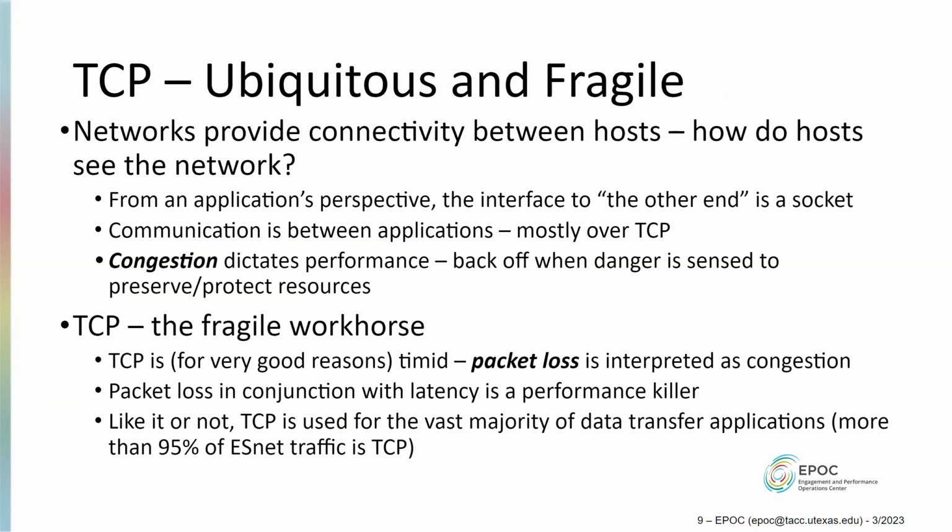So again, TCP is still the engine that's driving almost everything out there. ESnet says that 95% of their traffic is still TCP, and that's as of 2023. That's now. So TCP is very, very timid. As soon as it sees packet loss, it thinks there's congestion and it backs off. And there are very good reasons for that. If you look at the way it was designed initially, it had to function that way.